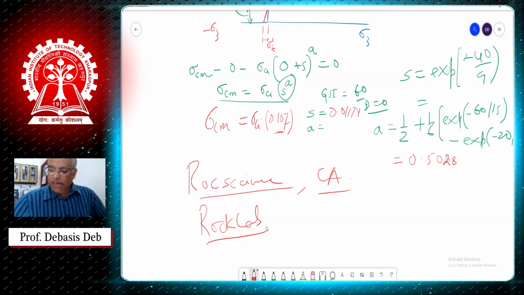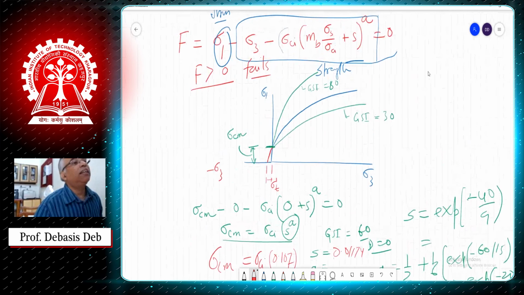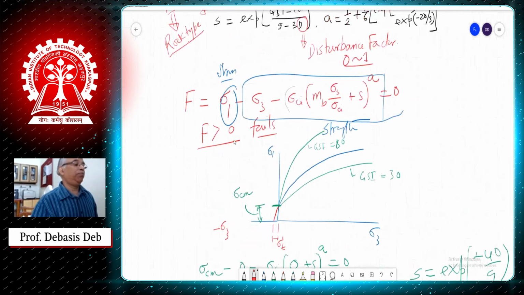Okay. Now, how do we calculate that? I think I'm going to tell you this. There is another part, which is sigma Tm. What will be the field or the rock mass tensile strength? You have to put sigma 1 as 0, and then you have to solve this equation. This is a nonlinear equation.